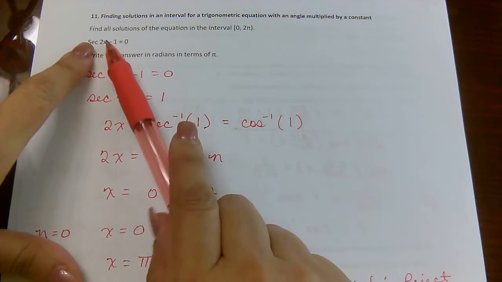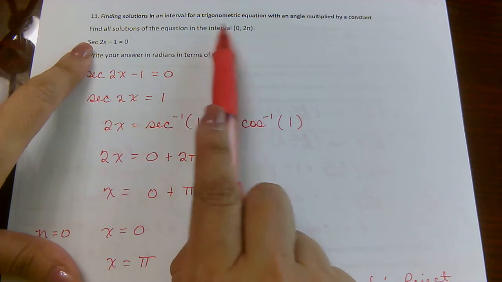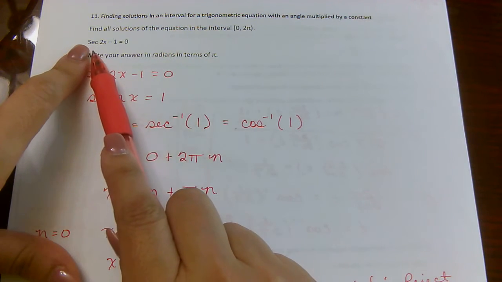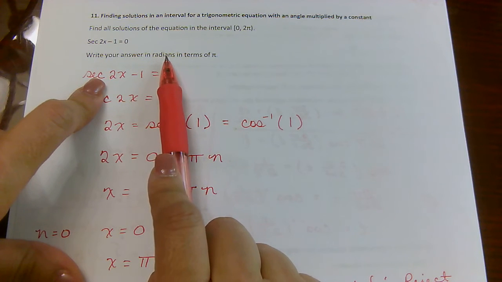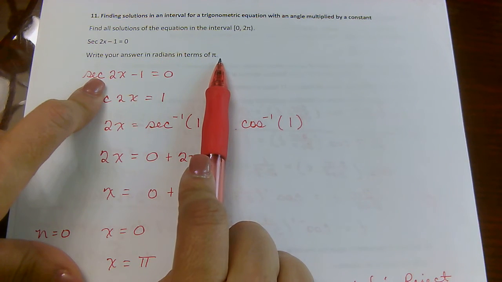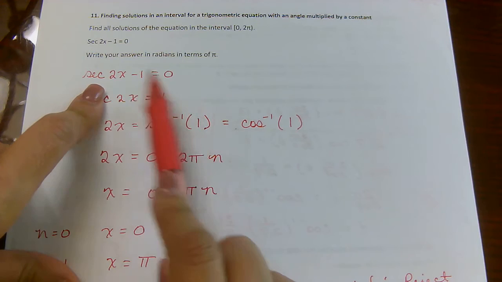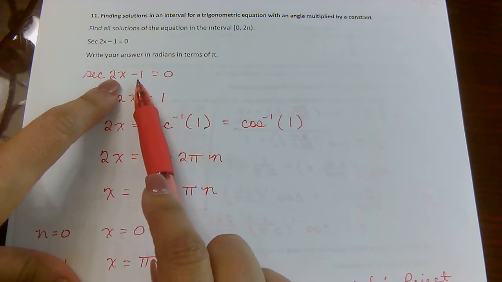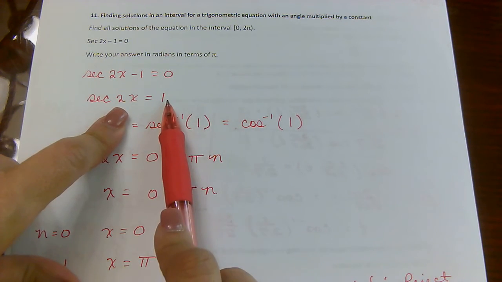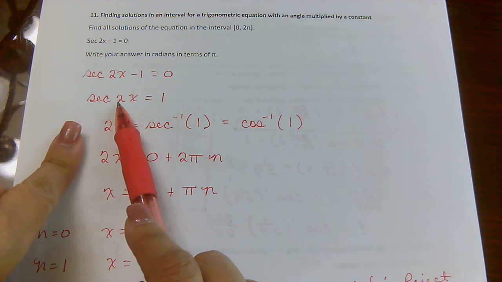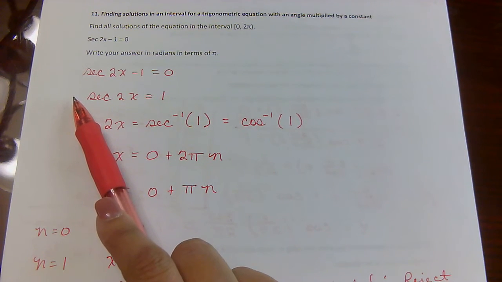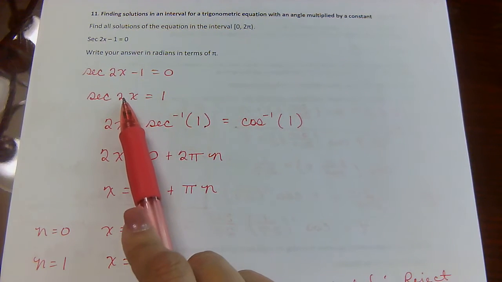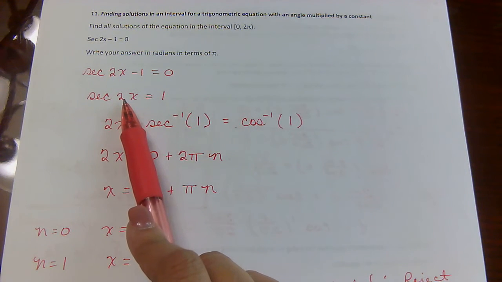Number 11 says we're going to find all solutions of the equation in the interval. This is going to be secant 2x minus 1. Answers are going to be in radians in terms of pi. First thing I did is rewrite it, and I isolated the secant by adding 1 to both sides. Remember, don't divide by 2 because only coefficients before the trig function can be divided. Coefficients after the trig function cannot.